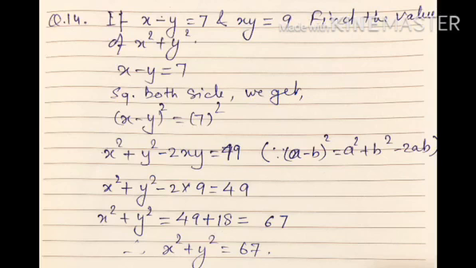Now x square plus y square is equal to 49 plus, because here is minus 18, we change the side, it becomes plus. So 49 plus 18, which is equal to 67. Therefore x square plus y square is equal to 67. Now I am going to start the next chapter, that is factorization.